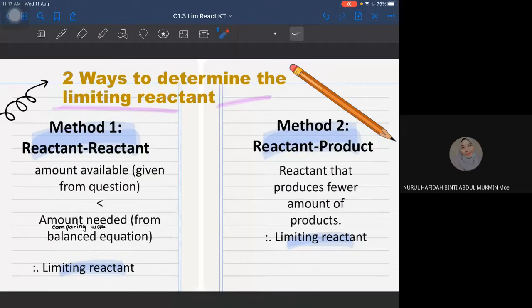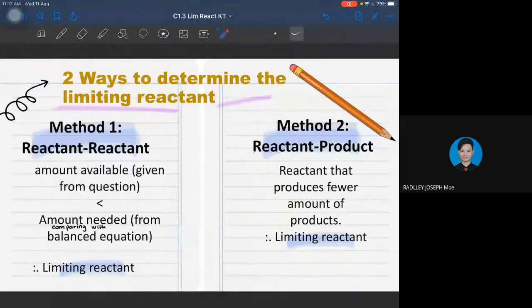Alright. Okay, next. Macam mana kita nak kira limiting reactant? So, ada 2 method. Before that, kamu biasa compare guna method 1 ke method 2? Reactant ke reactant dengan produk? Kamu belajar kan benda ni? Ada, Miss. Reactant, okay. Reactant produk tak pernah pakai ke? Pernah ikut soalan. Tak pernah. Okay, alright. Thank you. Alright, so there are 2 ways to determine the limiting reactant.